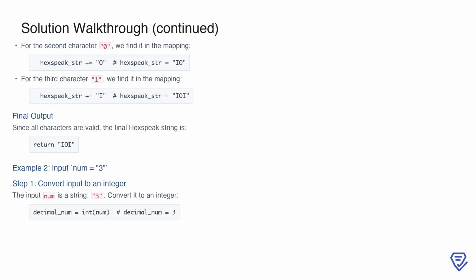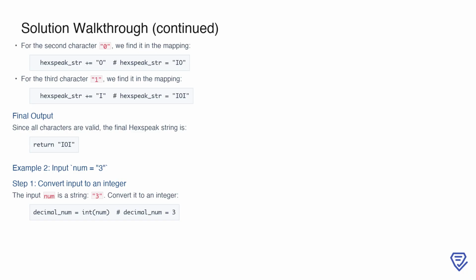Continuing with the Hexspeak mapping, we look at the second character in the hexadecimal string, which is 0. According to the mapping, 0 corresponds to O, so we append O to hexspeak_str. Now, the string becomes IO. Finally, we process the third character, 1, which again maps to I. Appending this to our result gives us the final Hexspeak string IOI. Since all characters in the input were valid and successfully mapped, we return IOI as the output.